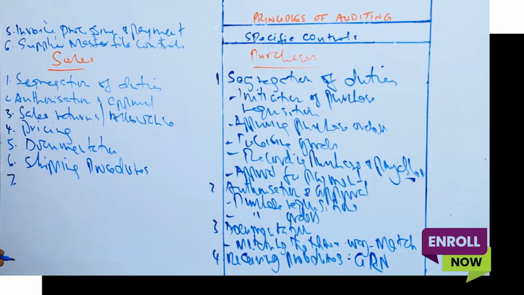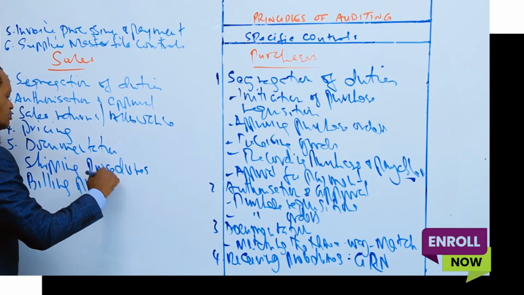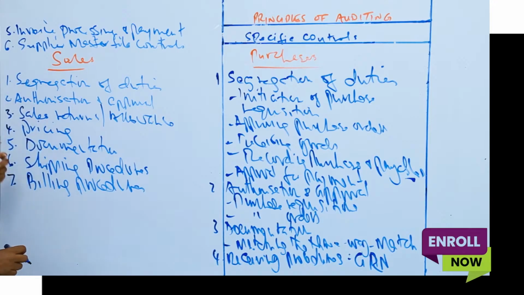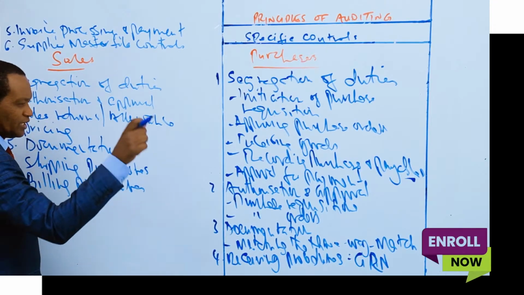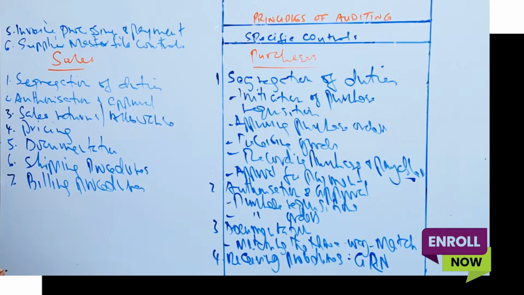The 7th control is in relation to billing procedures, or invoicing. There ought to be timely and accurate invoicing based on the goods that are delivered and authorized prices. There should also be matching of sales order, shipping documents or deliveries, and sales invoice before invoicing or billing. You have to match all those documents before invoicing.